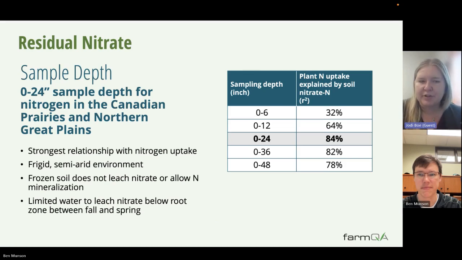But the reason that we recommend that 2-foot depth is that it is a depth that accounts for or can explain most of the plant nitrogen uptake the following year. And so the table you see on the right-hand side of the slide here is some research that was done in southern Manitoba. What they found is that that 2-foot depth has the most explanatory power out of any other depth in determining what the next year's N uptake is going to be.